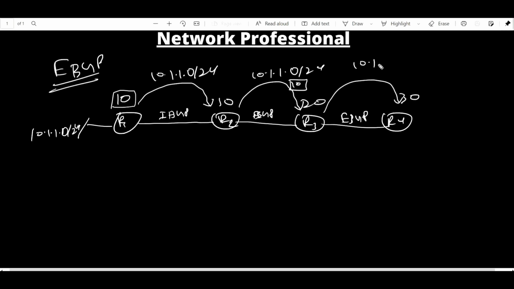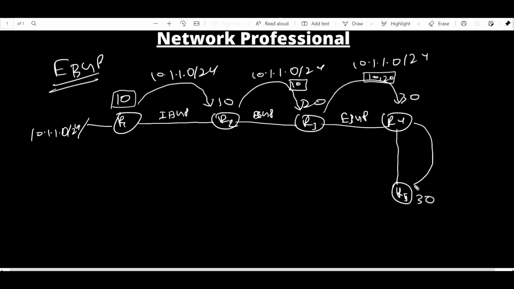So 10.1.1.0/24, and R3 will include its own AS number as well. So R3 is receiving the 10.1.1.0/24 prefix with AS number 10, and R3 will include its own AS, that is 20. And just suppose there is one more router, R5, which is connected to R4, and I am using AS number 130 over here.